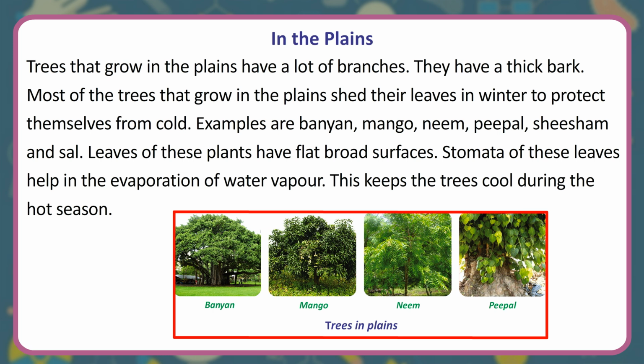In the plains, trees have a lot of branches. They have a thick bark. Most of the trees that grow in the plains shed their leaves in winter to protect themselves from cold. Examples are banyan, mango, neem, peepal, shisham and sal. Leaves of these plants have flat broad surfaces. Stomata of these leaves help in the evaporation of water vapor. This keeps the trees cool during the hot season.